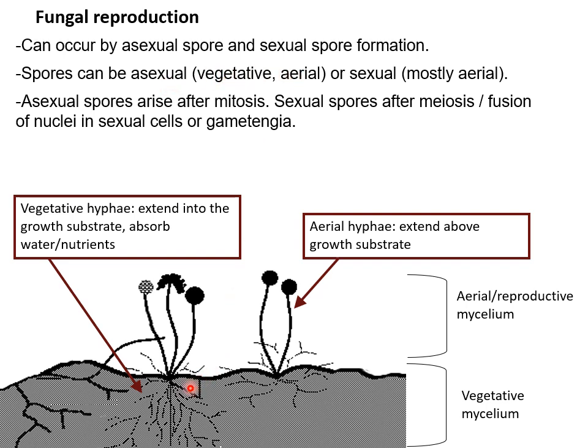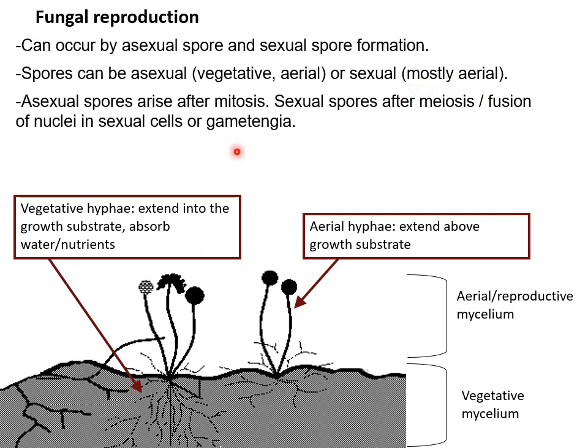Vegetative spores arise from the vegetative hyphae, and these are hyphae that extend into the growth medium or the growth substrate. If we're looking at a plate, this is under the surface of the medium. As for aerial hyphae, they are present above the growth substrate, above the medium, that is, and aerial spores exist on these aerial hyphae or arise from them. As for sexual spores, for the most part, they are aerial.